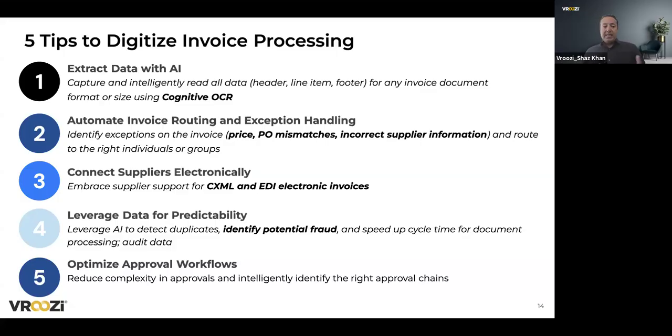And then the other item I would just focus on is leveraging data for predictability. How do we reduce errors in an organization? How do we identify potential fraud? Again, this is where AI can be an absolute game changer in identifying duplicates, identifying trends in terms of how suppliers are sending invoices. Are they consistently sending the same invoice over and over again at the same amount with different numbers? And how do you then actually leverage that data to speed up your cycle time for document processing?